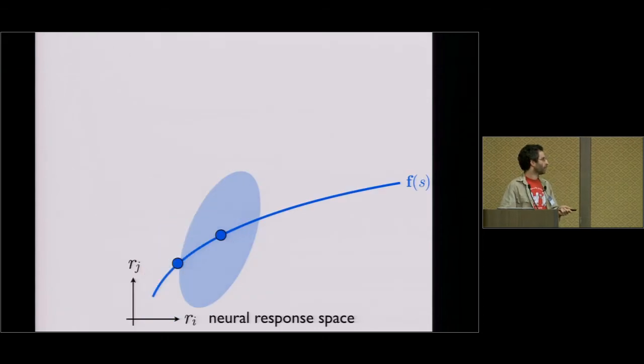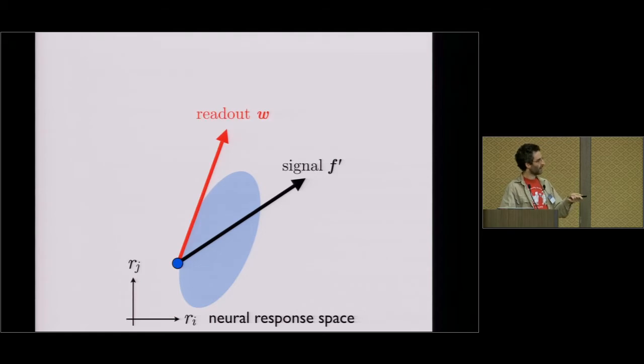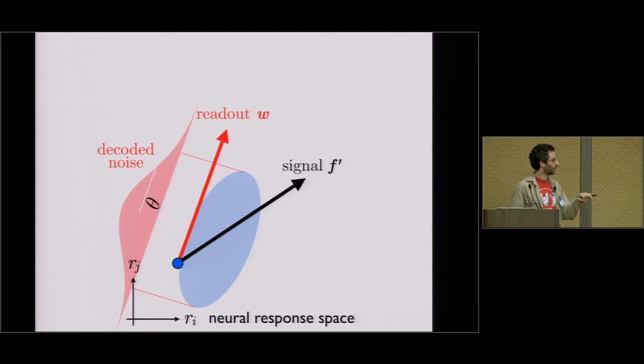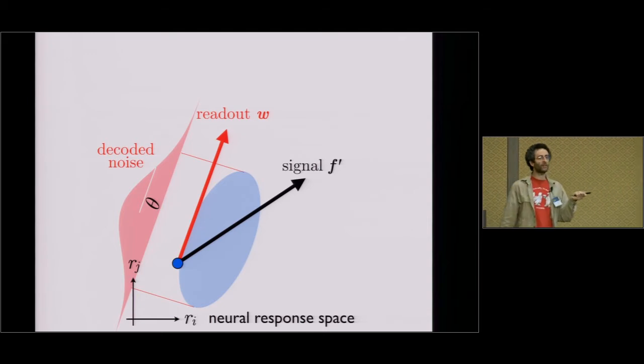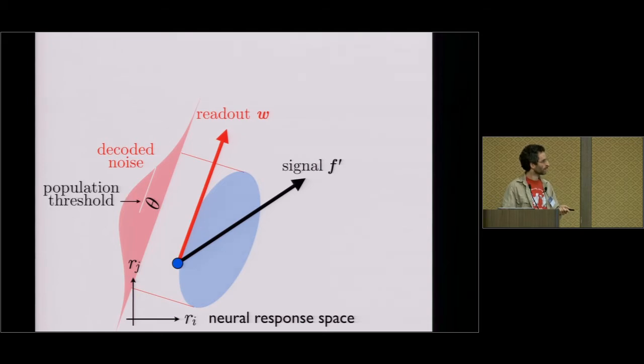So the readout here would be, there's some signal direction if you're trying to discriminate between these 2 points. And the signal goes in that direction. And the readout might be in some other direction. And so when you read out, you project not just the mean signal, but also the noise. And the width of the noise projected onto that readout direction, that I'll call theta, and that's some threshold. That tells you how big the change in stimulus has to be before you can beat the noise. And that's when you can tell the difference between 2 things. Right? That's a population threshold based on this linear readout.